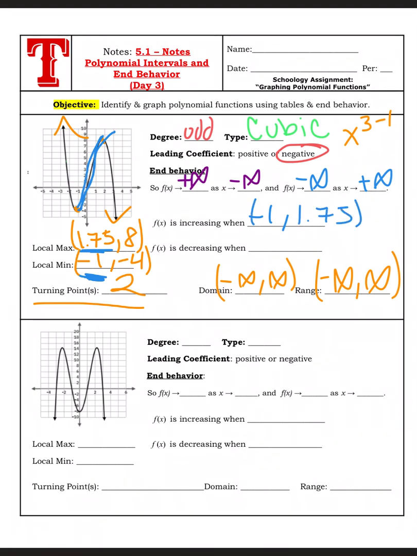which means it is decreasing. Right here it's going down, and right here it's going down. So we're going to have 2 parts. So we're going to have a negative infinity to -1, and then union, the other one, which is 1.75 to infinity.